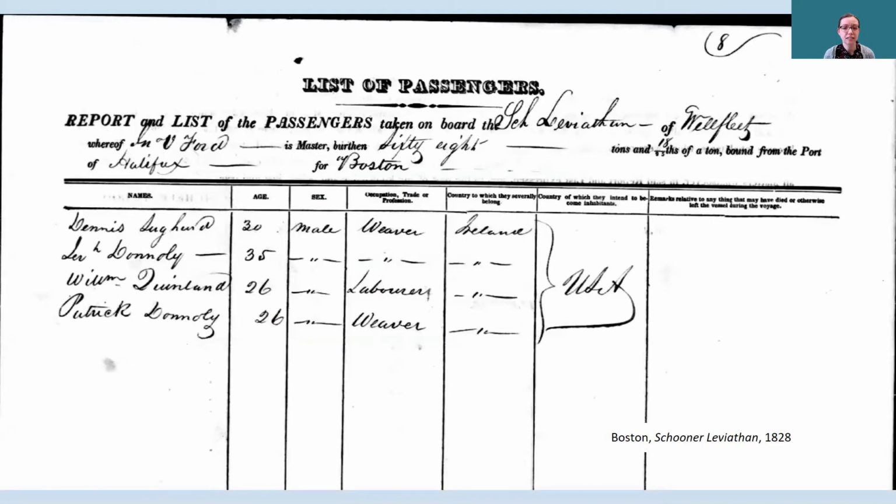This is a passenger list for Boston on a ship called the Leviathan that arrived in 1828. We can see just 4 people being recorded here on this boat. And we can see, for example, the third person on the line, William Quinlan. He's 26 and a laborer. He came from Ireland, and his destination is simply USA. So there's, again, more information than we had in the early days of the United States, but still not a lot to work with.